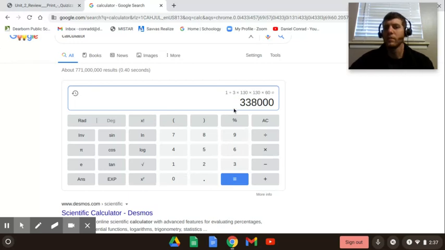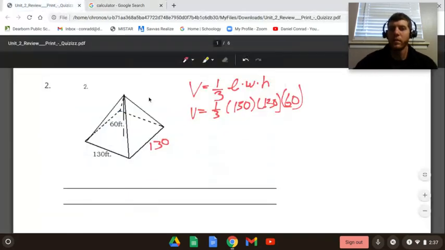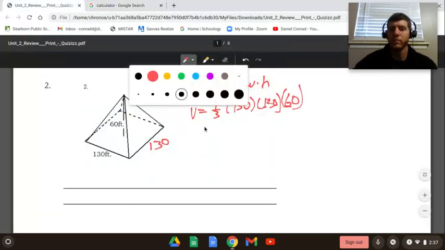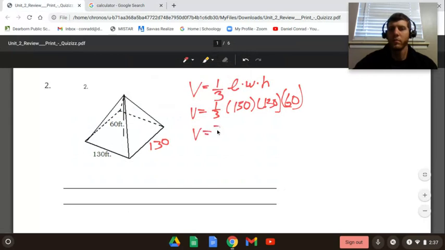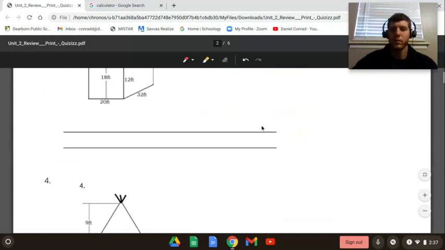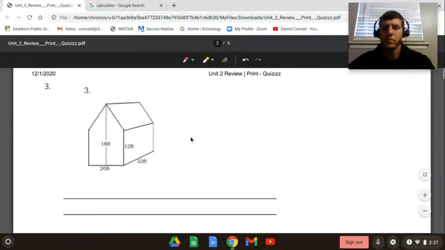And that's going to give us 338,000 feet cubed. So volume here is going to be 338,000 feet cubed. Next one here is a house. So we're looking for the volume.